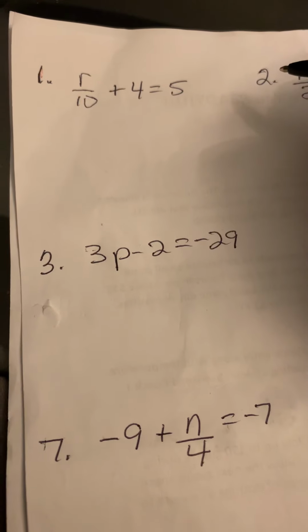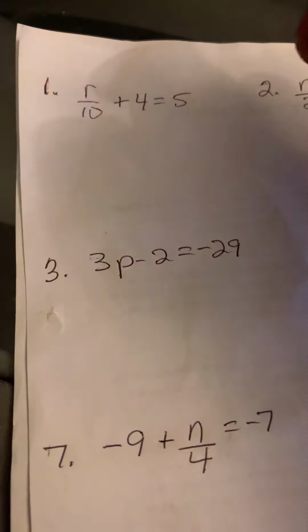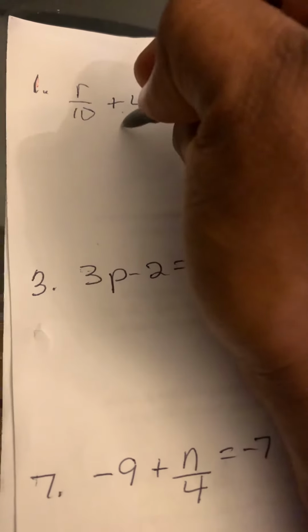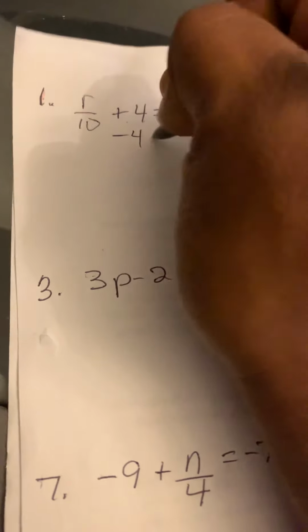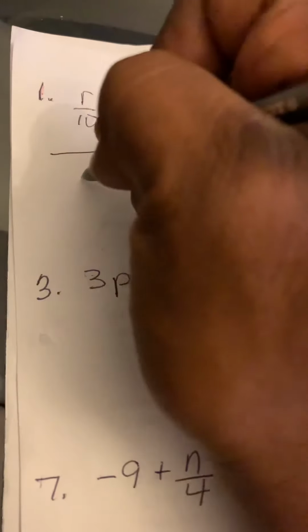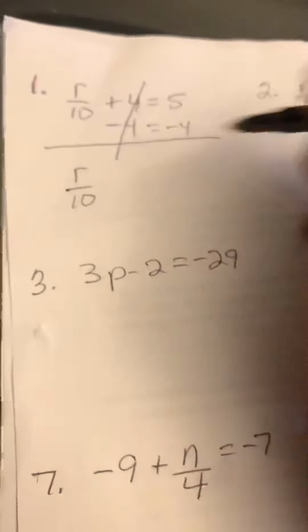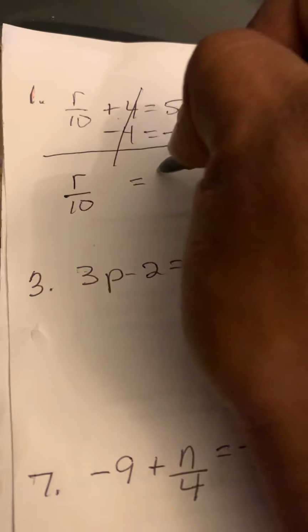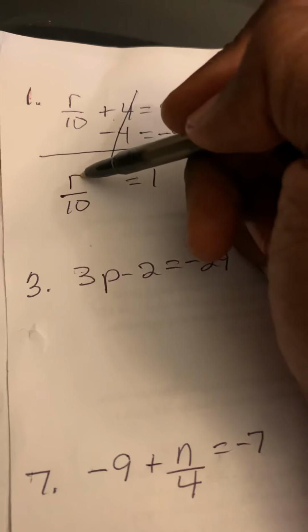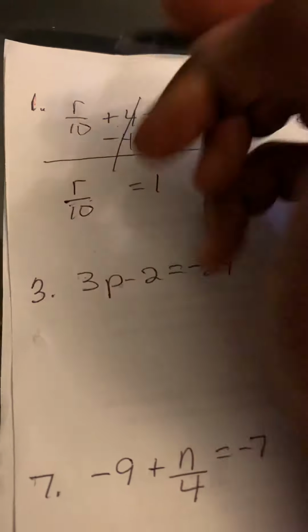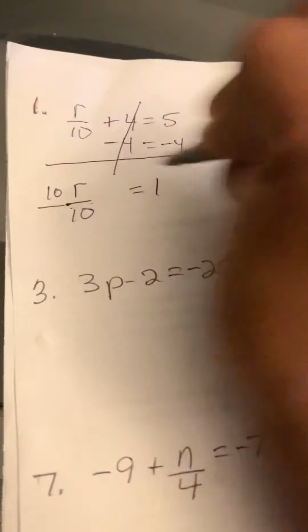We got r plus 4 equals 5. First thing we got to get rid of is addition and subtraction. So the opposite of plus 4 is minus 4, so I'm going to subtract 4 on both sides. That's going to leave me with r divided by 10 is equal to 5 take away 4, 1. And then what's the inverse of dividing by 10? Should be multiplying by 10, so I'm going to multiply both sides by 10.